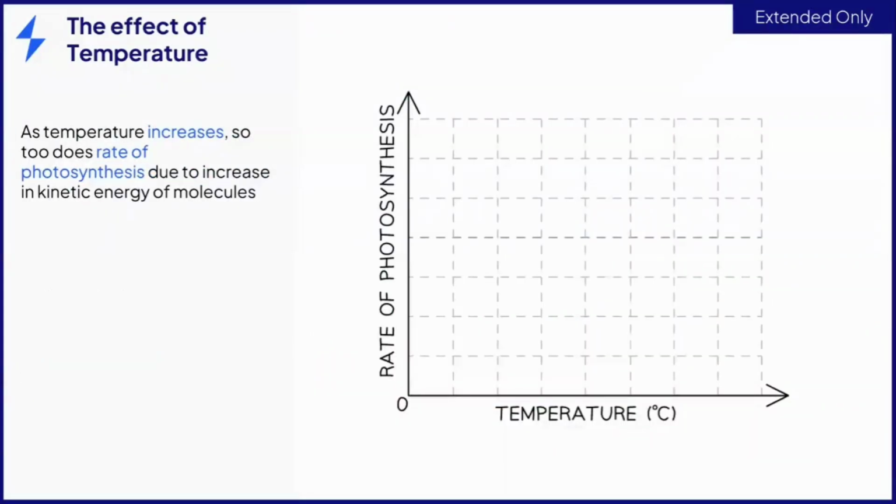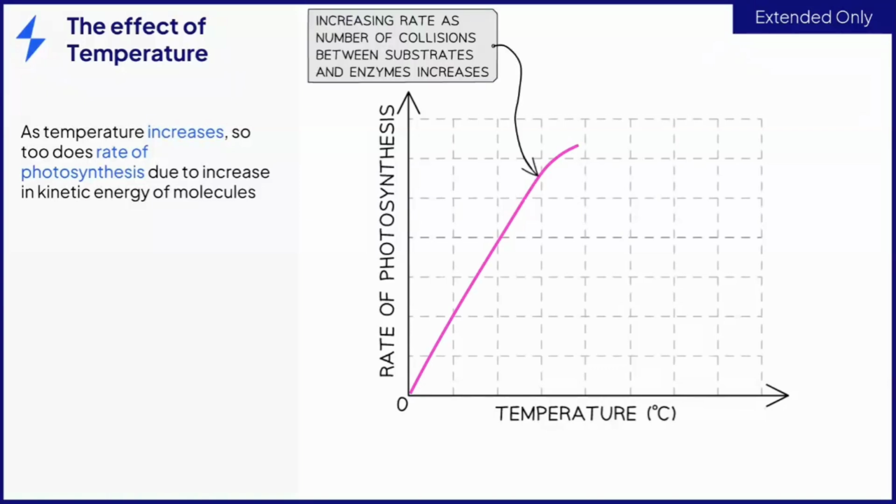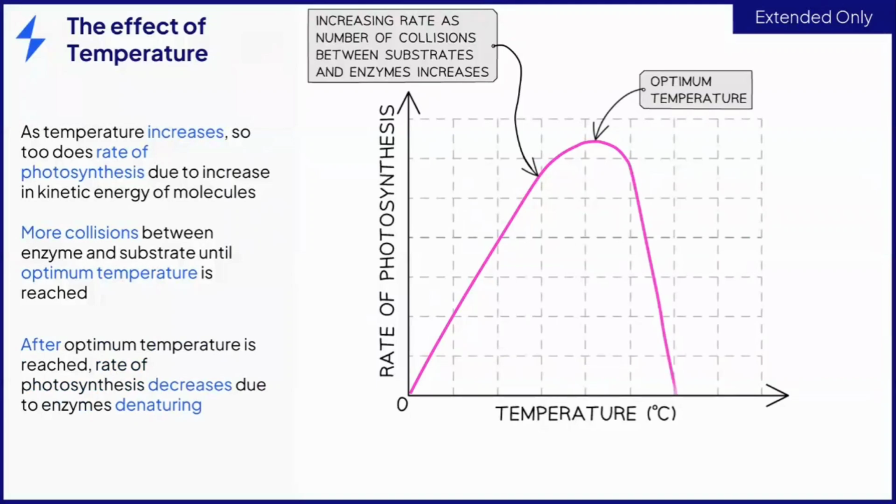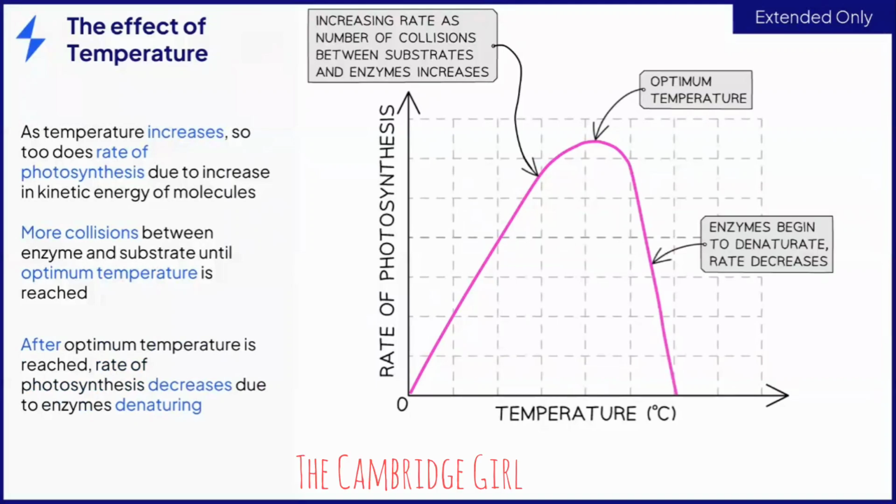Now let's look at a graph showing the effect of temperature on the rate of photosynthesis. At low temperatures, any temperature increase will result in the rate of photosynthesis increasing as well. This is because there is an increase in the kinetic energy of the enzyme and substrate molecules involved in photosynthesis. As the enzyme and substrate molecules move faster, more successful collisions occur between them, which speeds up the rate of photosynthesis. This trend continues until the optimum temperature of the enzyme is reached.